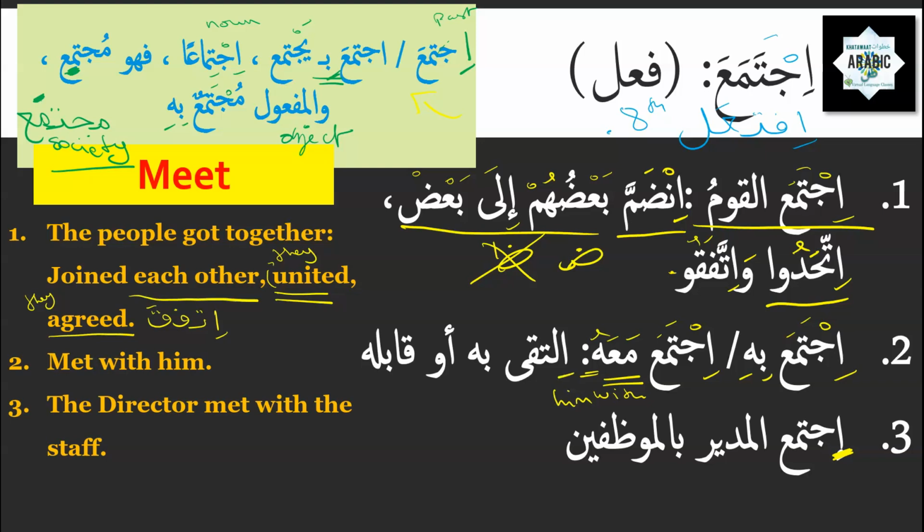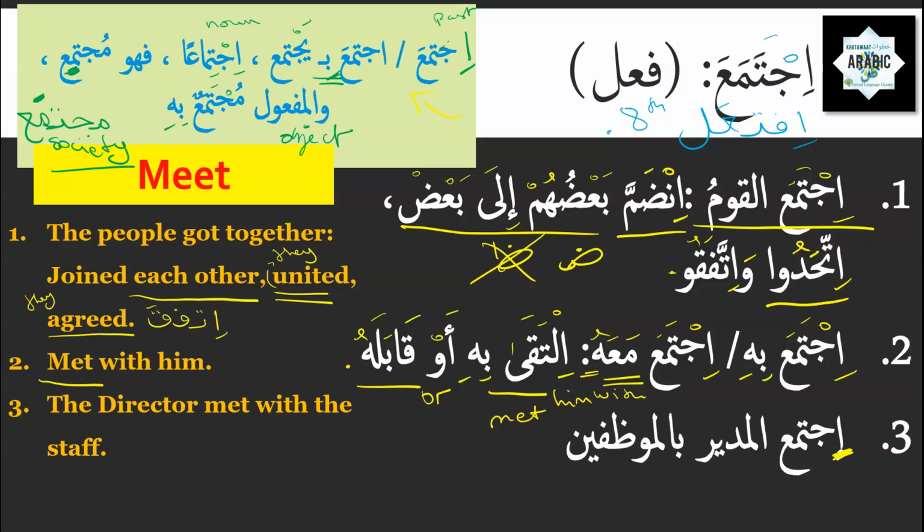And the synonym is التقى. They're the same. التقى, met. به, with him. He met with him. Or قابله, and we were introduced to this verb before. قابله, met with him again. So you have اجتمع, التقى, قابل. 3 different verbs in Arabic that share the exact same English translation.